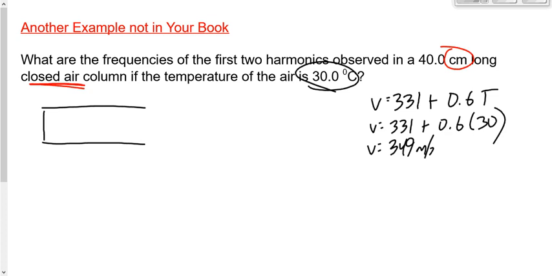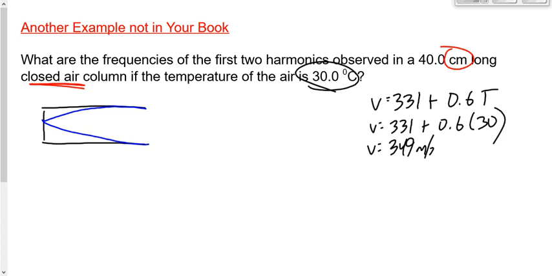Now, let's draw out the first harmonic. We're looking for the frequencies of the first two harmonics, but we don't really need to do anything with the second harmonic other than multiply the first harmonic by something. So let's draw the first harmonic. Remember, the first harmonic in a closed air column has a node at the closed end, down here in the water bottle where the water is, and an antinode at the other end where it's open.